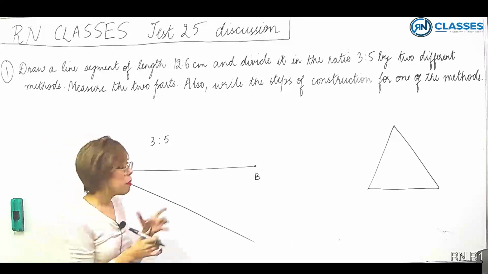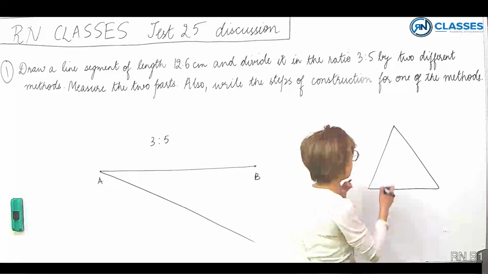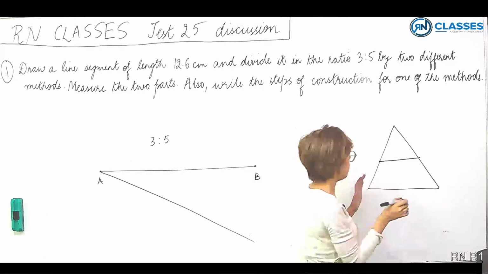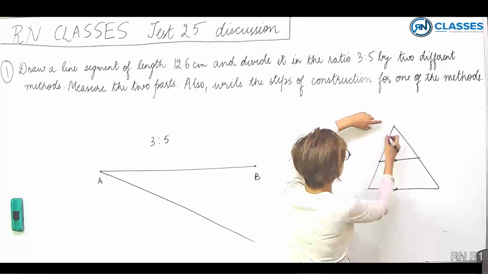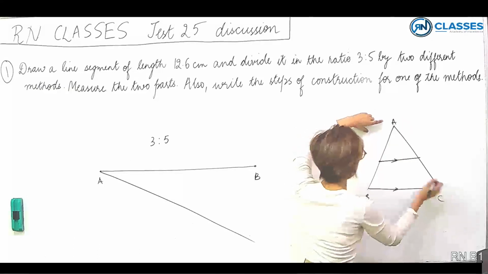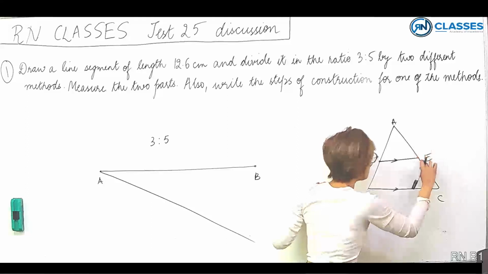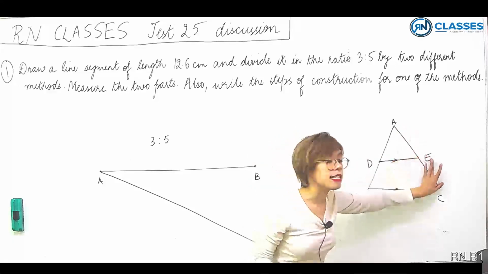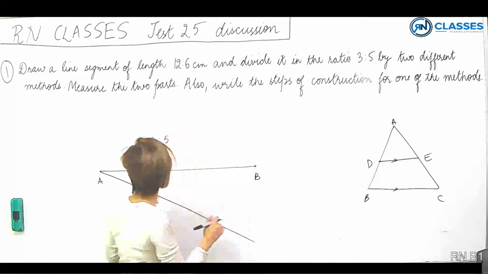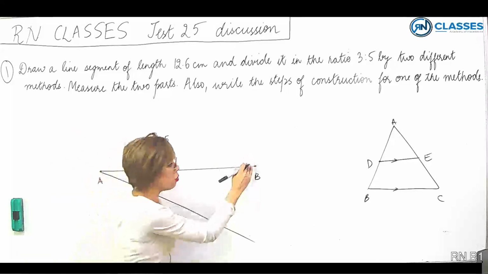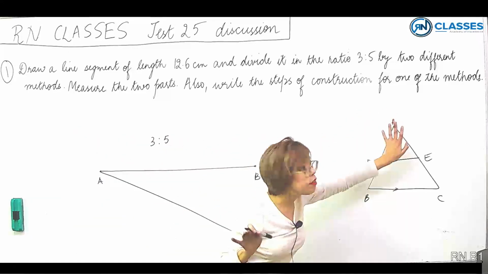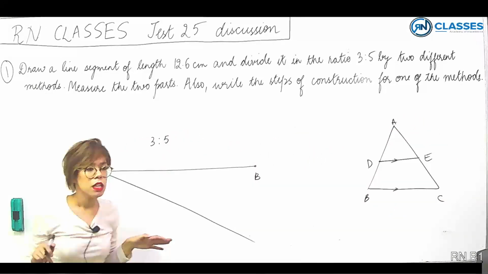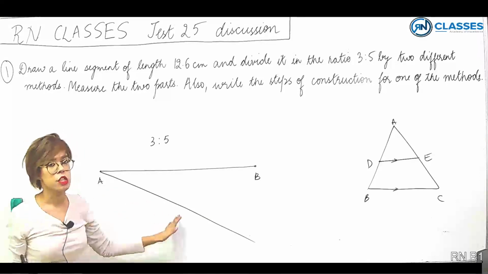Why would I do that? Because in the basic proportionality theorem, what was given? I'll remind you what the basic proportionality theorem is. If DE is parallel to BC, we used to say that AD by DB is equal to AE by EC, right? So if I want to divide this side in some ratio, I can instead divide this side of the triangle in some ratio. Obviously, I can divide this in the ratio 3:5.